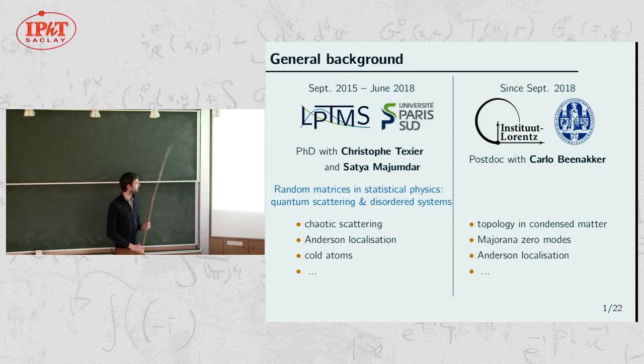And then for my postdoc, I moved to the Netherlands to join the group of Carlo Beenakker, because Carlo is one of the world experts on applications of random matrices in mesoscopic physics and chaotic scattering. But now he's not working on these topics anymore, he's more interested in topology and condensed matter, so I naturally joined all the projects going on in the group and tried to learn new things. And so now I'm also working on topology, Majorana zero modes, and still a bit on Anderson localization. But I keep working on both fields at the same time, so both are active fields for me, and I will try to present the interesting things I've been doing in these two directions in this talk.